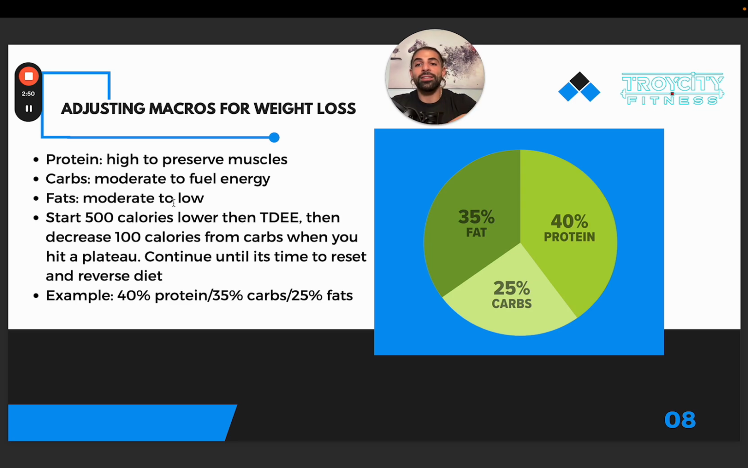So what I would suggest, figure out what your TDE is by using one of those websites. Start with 500 calories lower than that number. And then once you start losing weight and you will eventually hit a plateau, from there, decrease 100 calories that come straight from your carbs, and then you'll start losing weight again. And when you have hit a plateau, do it again until your calories are starting to get dangerously low. Then it's time to do something called reverse dieting, which is pretty much going to reset your metabolism. And that's something I can make another training on some other time.